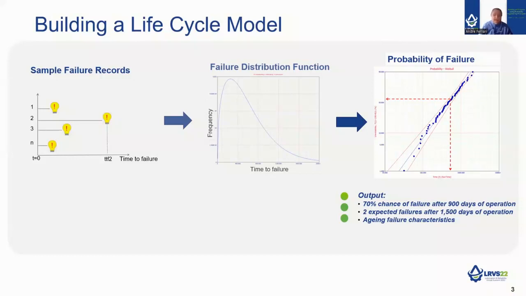So for example, we can have, as the graph here shows in this case, the probability of failures: we have a 70% chance of failure after 900 days of operation of a typical light bulb. Or we can expect 2 failures after 1500 days of operations, which means that I have to budget for 2 spares in this interval of time, and so on and so on. Lots of information coming out of this study.